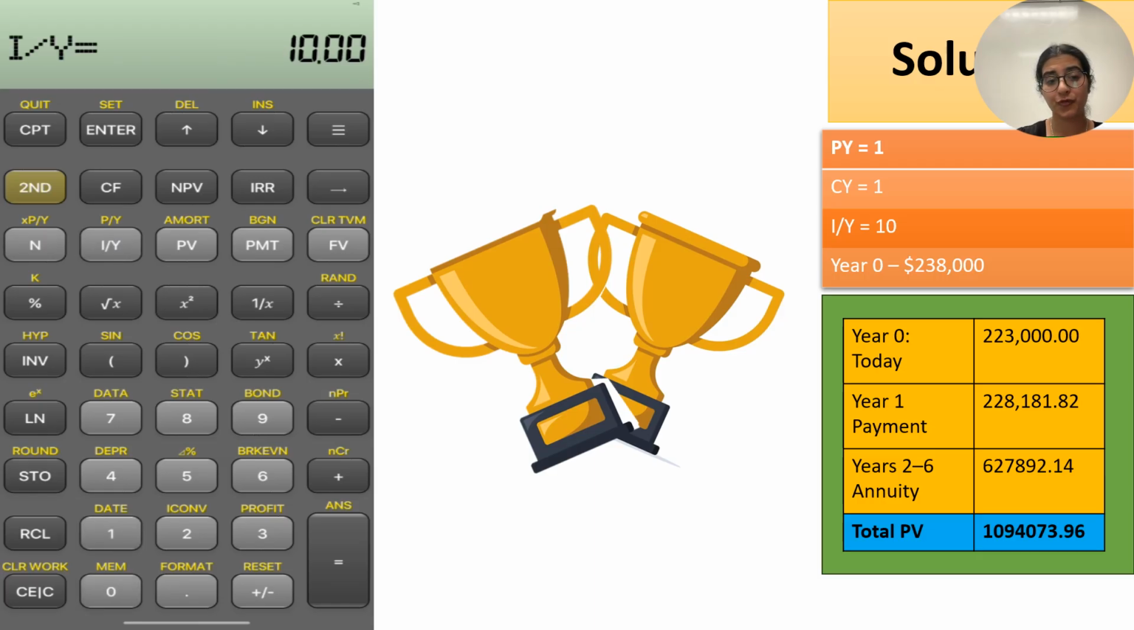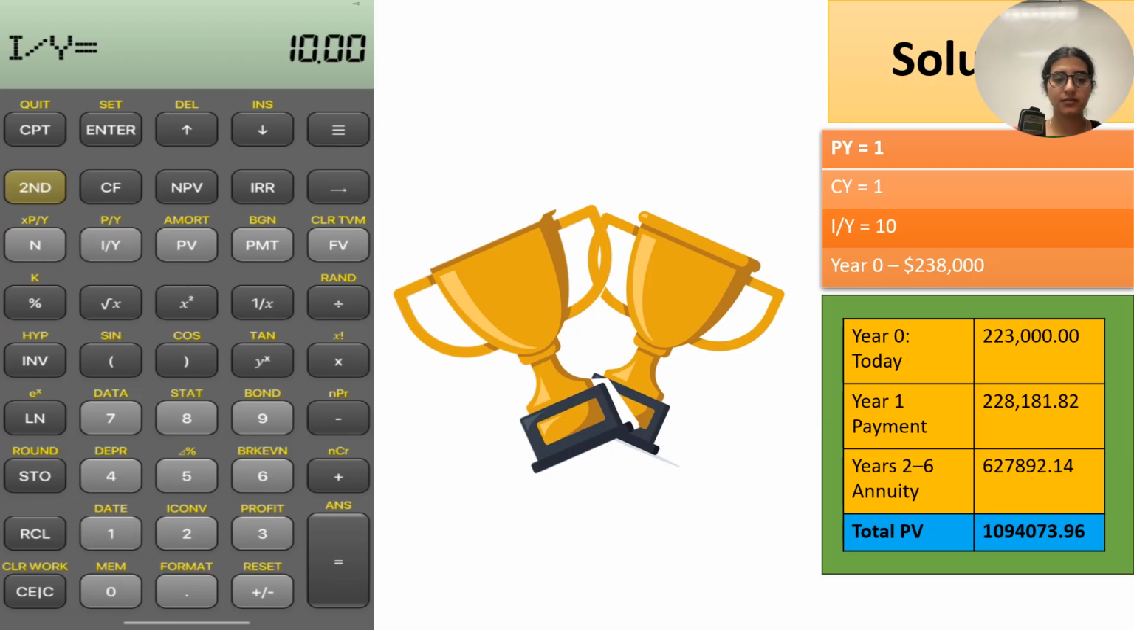The first one is $238,000, the amount of year 0, that is today. The next one is $251,000 in year 1, and the next value is $182,000 each year from year 2 to year 6 at a 10% annual discount rate. So now all these payments will be discounted at the 10% interest rate across the timeline. Now I'm going to discuss all of this with my calculator.